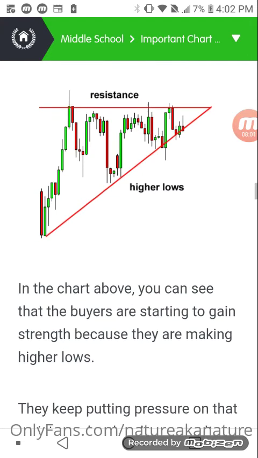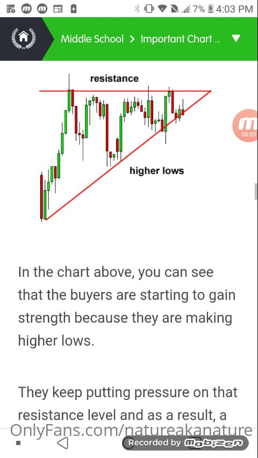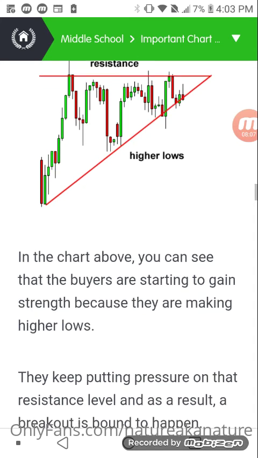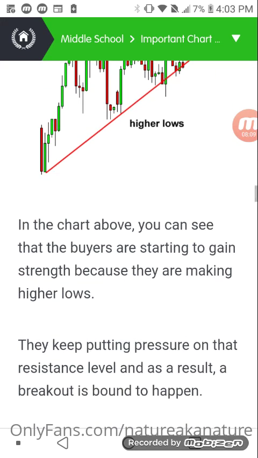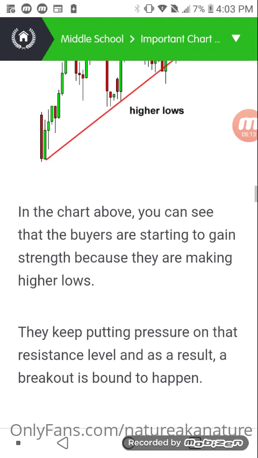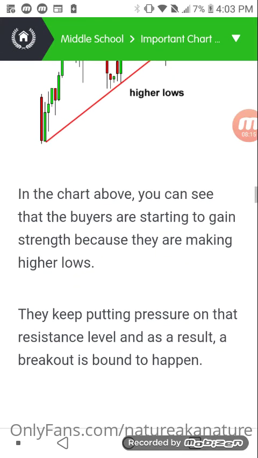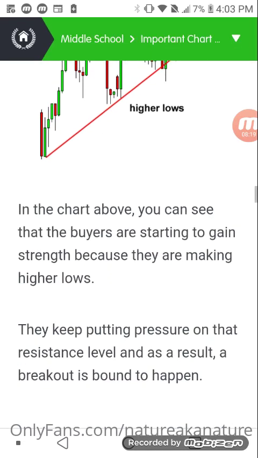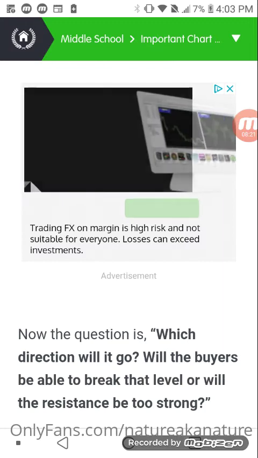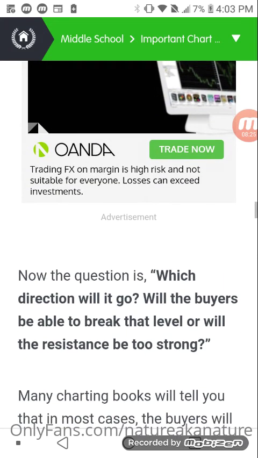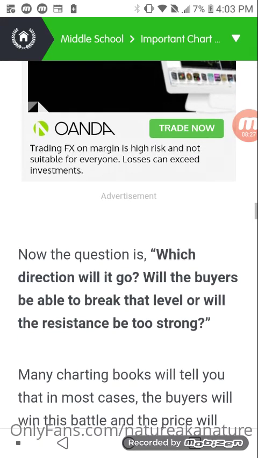In this chart pattern, you can see that the buyers are starting to gain strength because they are making higher lows. They keep pushing the pressure on the resistance level, and eventually, as a result, it breaks out. A breakout is bound to happen. So now the question is, which direction will it go? Will the buyers be able to break that level, or will the resistance be too strong?